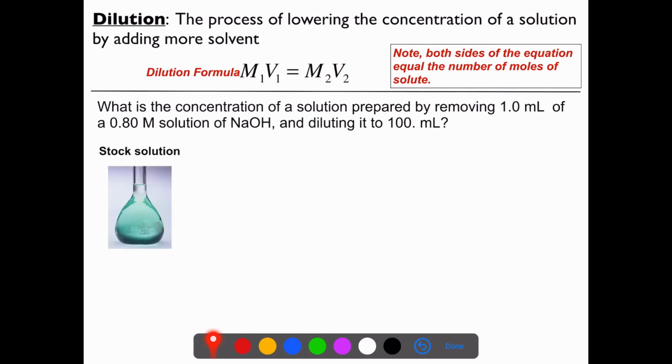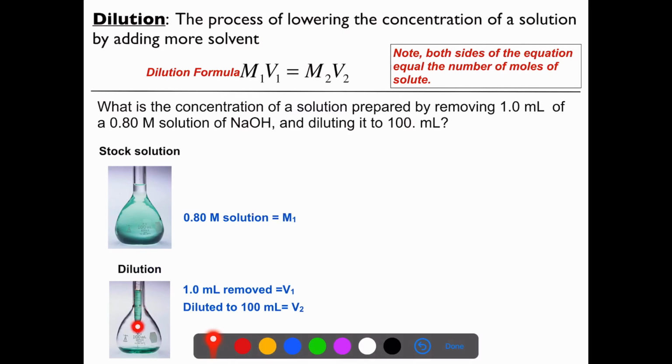So we can look at that and say our stock solution, if you will, our concentrated solution, M1 is 0.80 molar. V1 is that 1 milliliter that's removed. We're taking 1 milliliter of this out, right? And that 1 milliliter out via pipette is put into a new vessel. So however many moles we remove from this pipette out of the stock and put into our new vessel, that's the total number of moles in that new vessel. After we add this number of moles, we're going to then add more water. So we're not changing the moles of solute, we're just changing the concentration. So how much are we diluting it to? We're diluting it to 100 milliliters, so that's V2.